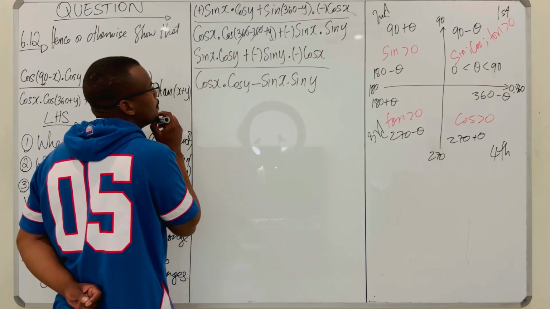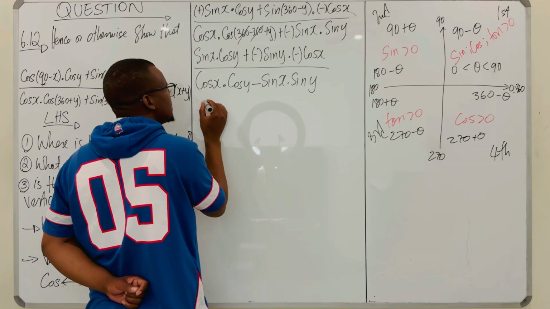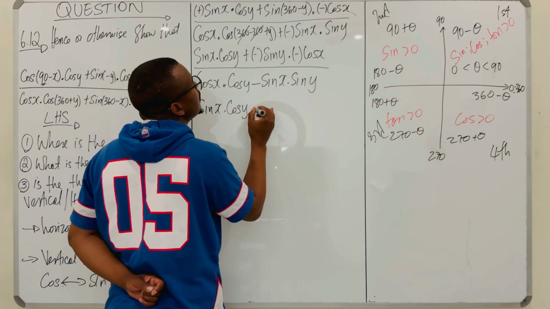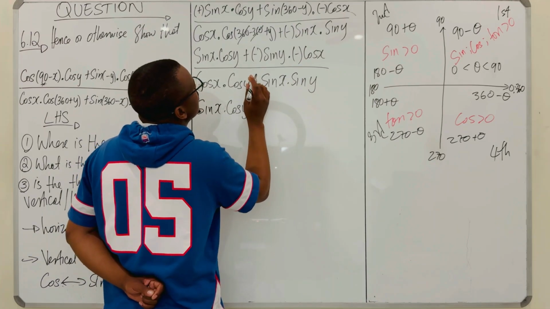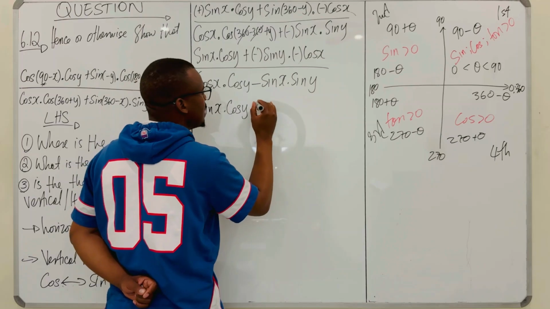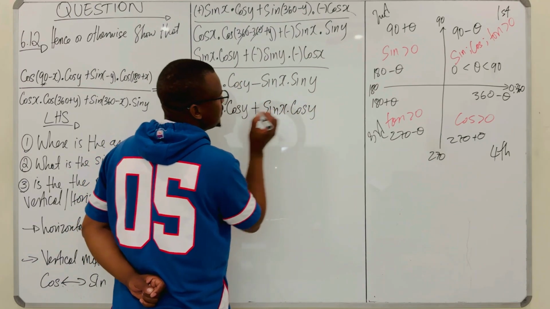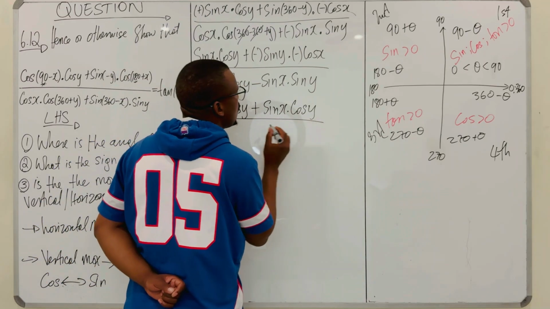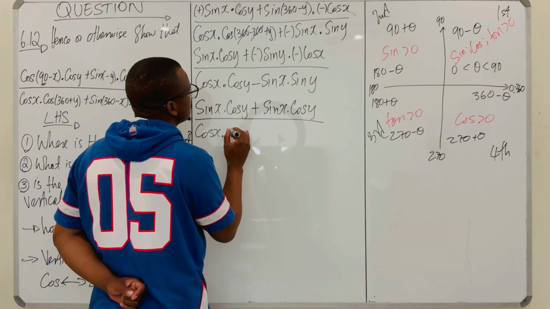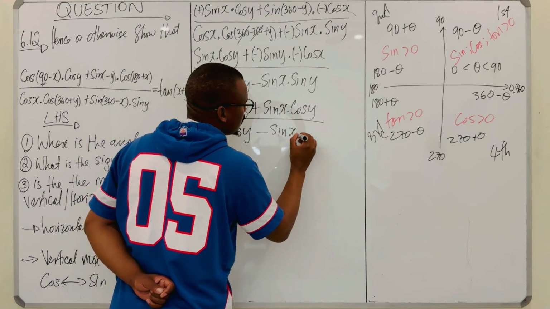That's what you have. So let's go and simplify the top again. At the top you have sine x times cos y. This times this is going to be positive, so you have plus sine x cos y, all over cos x times cos y minus sine x times sine y.